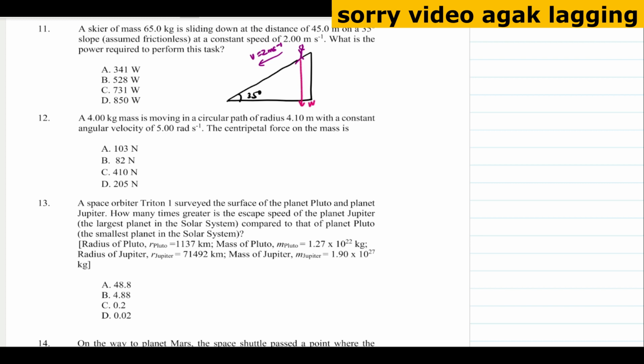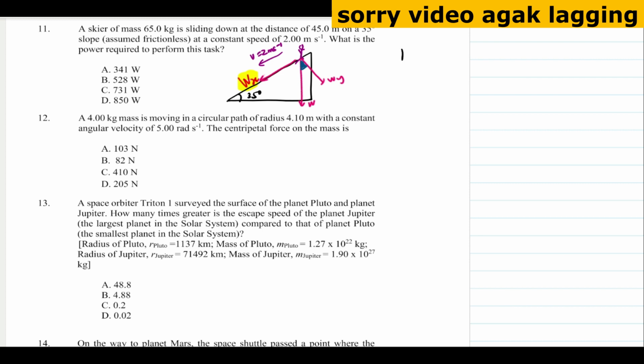So we resolve Wy and Wx. Wx saya kena lukis lurus sikit je macam ni. Okay, so this is the angle, here is the angle 35 degrees. So sekarang the only force yang menyebabkan skier ini bergerak ke bawah, sliding down, adalah Wx lah.